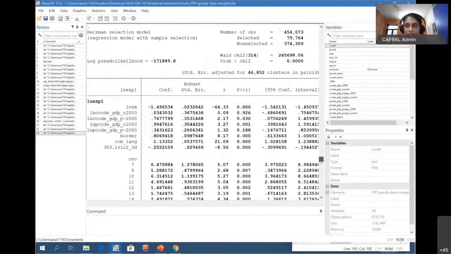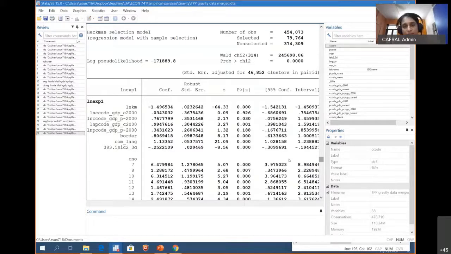So to summarize on gravity, I have told you what the simple gravity model is, and then I have told you what the augmented gravity model is. One, please account for multilateral resistance using importer and exporter fixed effects. Include as many controls as you can for distance and trade barriers. And then third is try and control for selection.